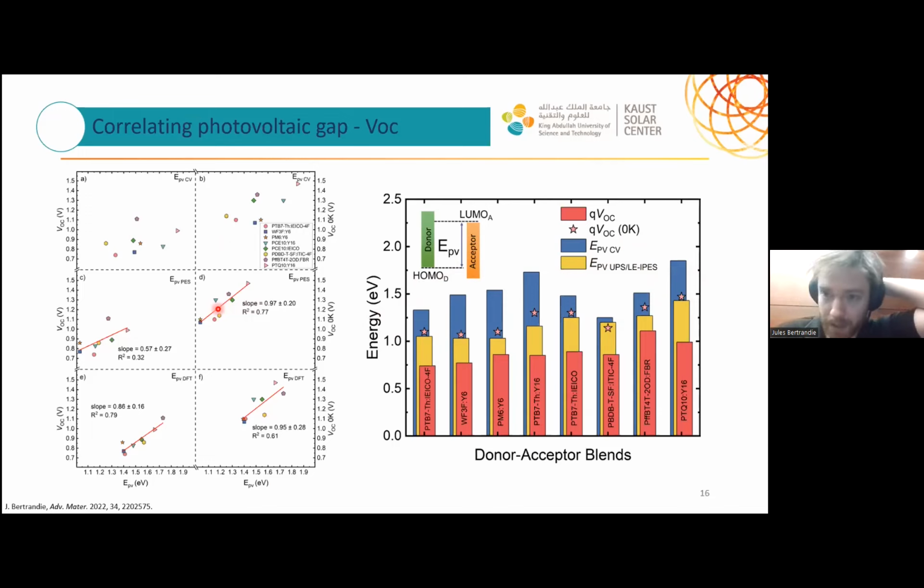When we look at the PES, we see a better trend. In the case of the VOC, it's not that clear, but in the case of the VOC estimated at 0 Kelvin, there is a clear trend, and you can see it in this graph, where the EPV from PES clearly follows the VOC estimated at 0 Kelvin. So here it's a first clue about which method we should maybe focus on.